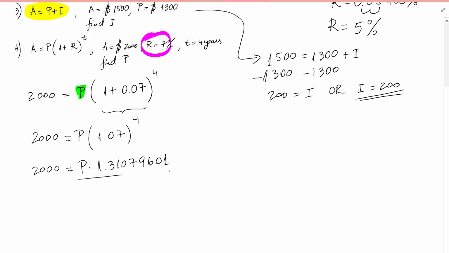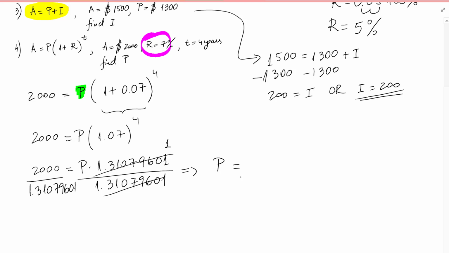1.31079601. And we divide both sides by 1.31079601 to find P, and we get P. This one cancels with this one, because a number divided by itself is 1. So P equals 2000 divided by the answer that we got. So we get 1525.79. We use 2 decimals to represent the cents.